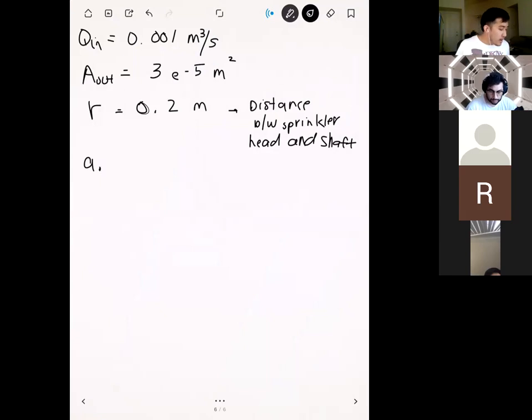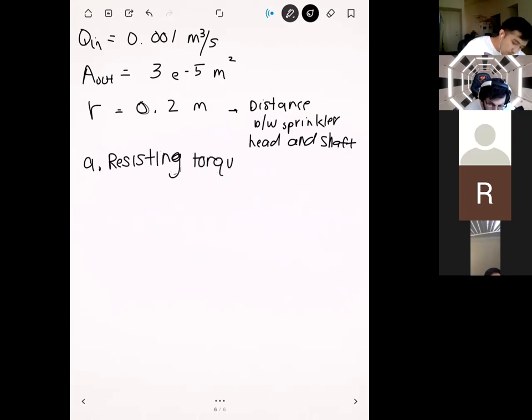Okay, so with those parameters, let's state what we want to solve. In part A, let's say that the sprinkler is totally staying still, so it's not rotating. And in order to do that, there has to be some torque that resists the angular momentum from the flow. And so first, let's compute the resisting torque required to keep the sprinkler still.